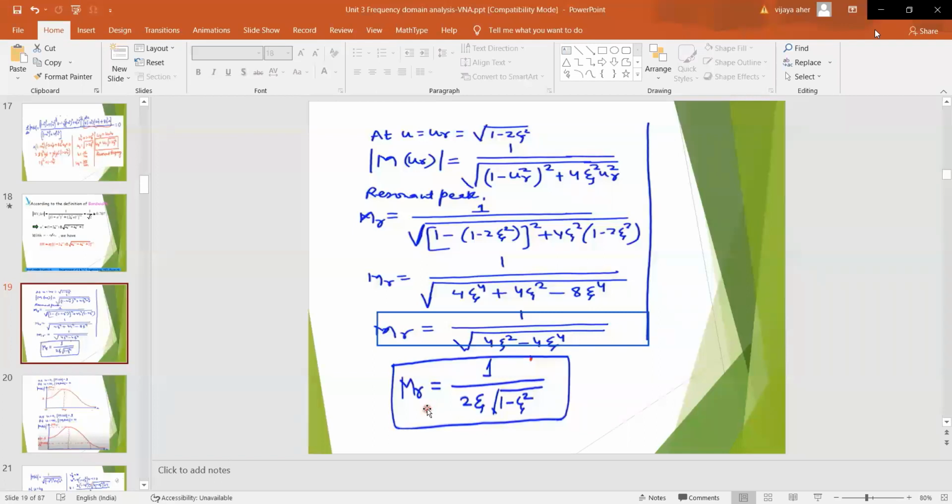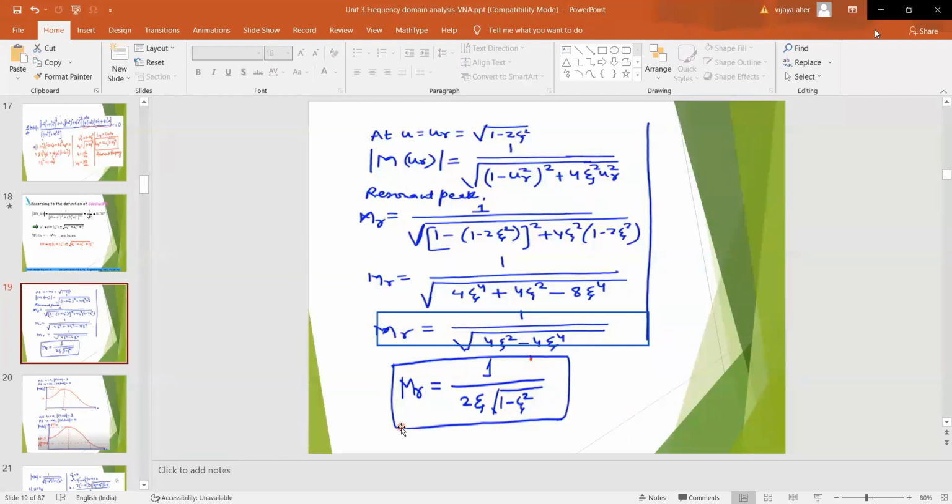So M R, that is the resonant peak, is equal to 1 divided by 2 zeta into under root of 1 minus zeta square. This is the equation for resonant peak M R.